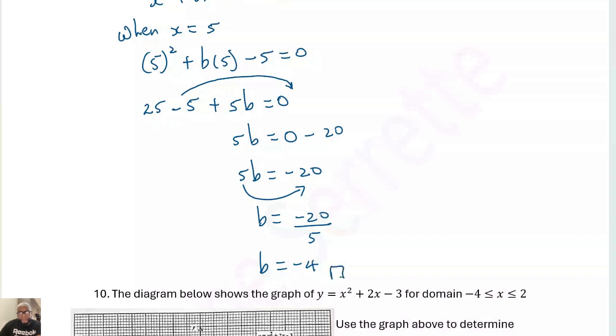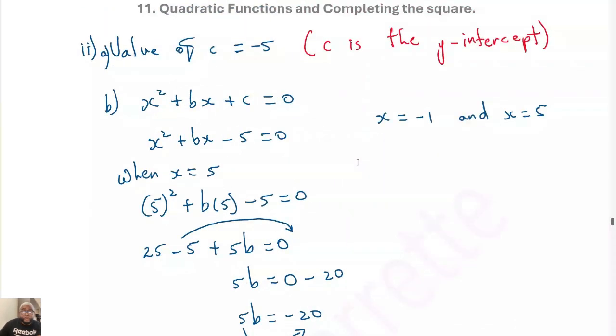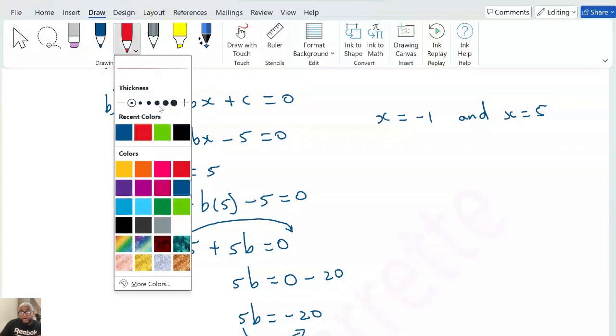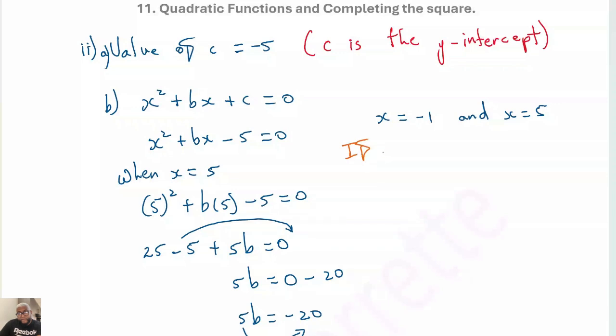Shown. Now I actually want to show you all what would have happened if I used negative 1 instead. I'll write it in a different color, orange. So if we used x is equal to negative 1, watch it. Put a line here. Now let's extend the line accordingly.